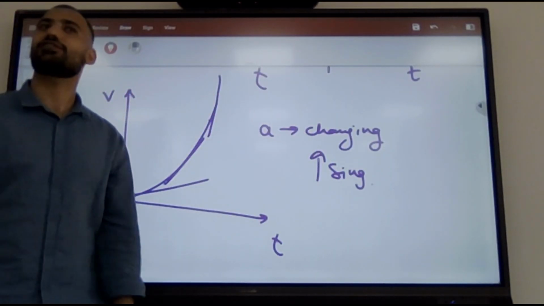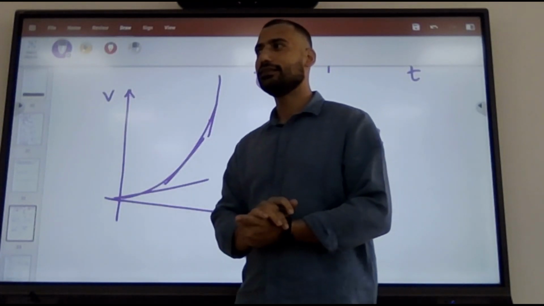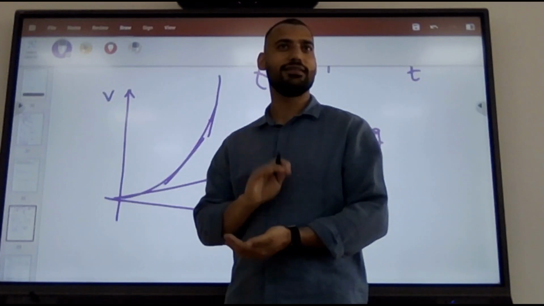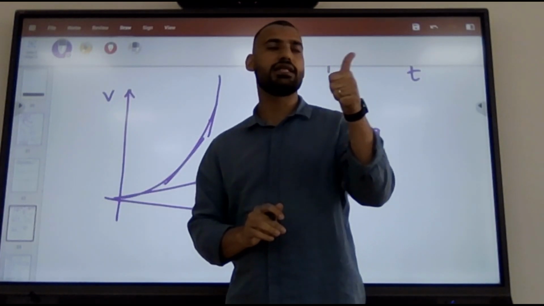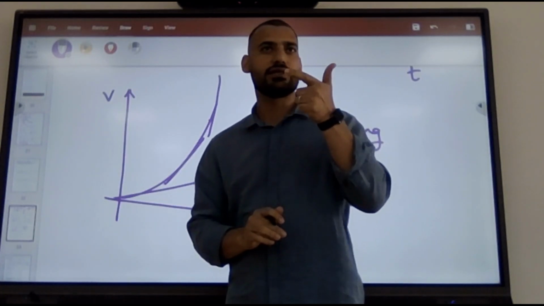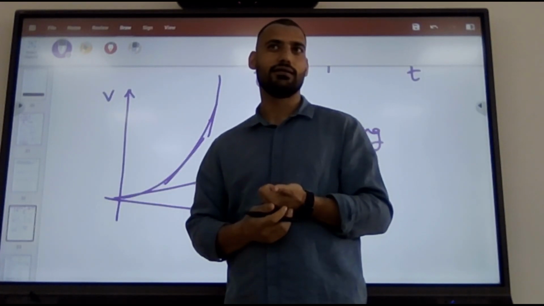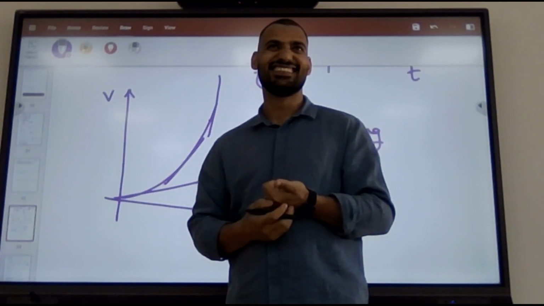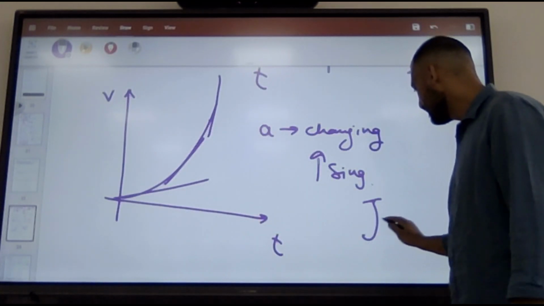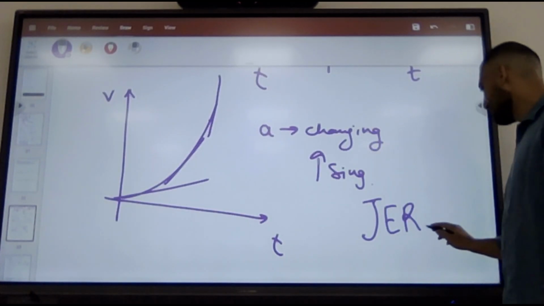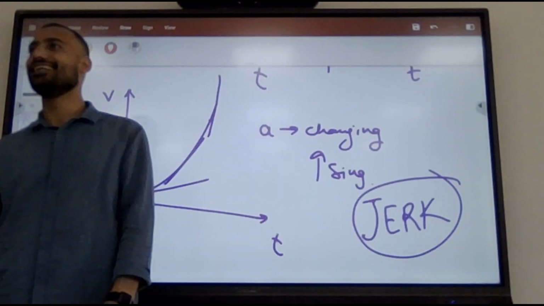Do you know what is the change in acceleration called? Change in acceleration, what is it called? Yes, anyone? See, change in distance is called as speed. Change in displacement is called as velocity. Change in velocity is called as acceleration, isn't it? But what is the change in acceleration called? You would have never studied this because this is not in your syllabus. This is called as a jerk. Is that fine?